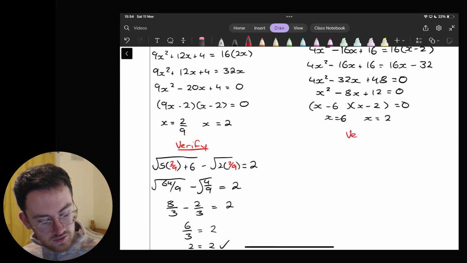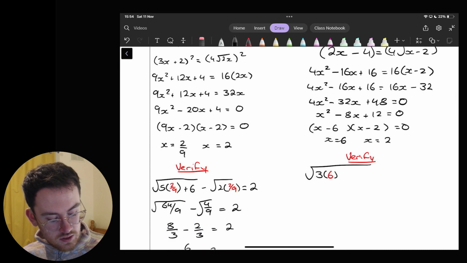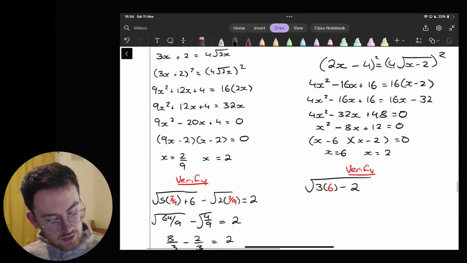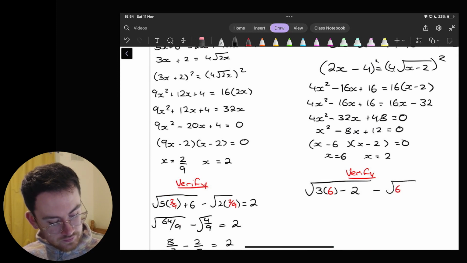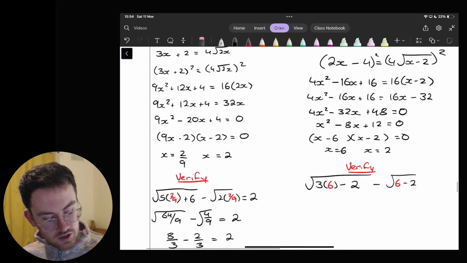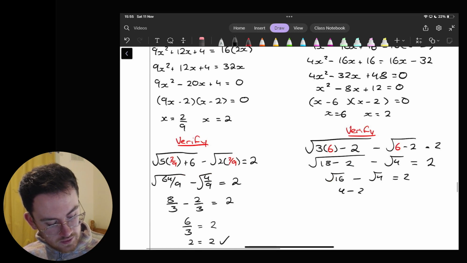Now, as before, we need to verify my two answers here. So let me look back. So root 3 times x, so let's start with 6, minus 2, minus root 6 minus 2. And we want to know, is that equal to 2? So let's work it out. I get root 18 minus 2 minus root 4. So 18 minus 2, of course, 16. So that's 4 minus 2, and we get 2 is equal to 2.